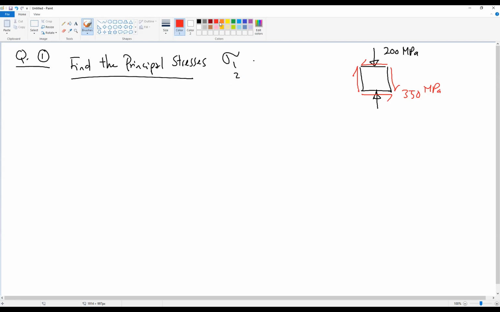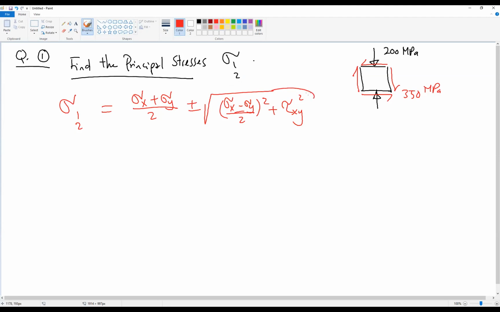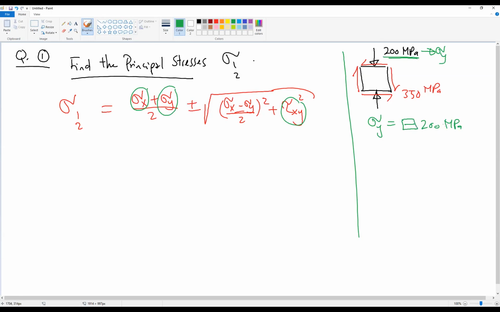Okay, so our general formula for principal stresses, sigma 1, 2 equal to sigma x plus sigma y divided by 2, plus or minus the square root of sigma x minus sigma y divided by 2 to the power 2, plus tau xy to the power 2. So we need to know sigma x, sigma y, and tau xy. From the question, we know that this is sigma y because it is in y direction. So sigma y is equal to 200 megapascal. With tension or compression, as that stress is pushing the element, this is compression. So sigma y will be negative.